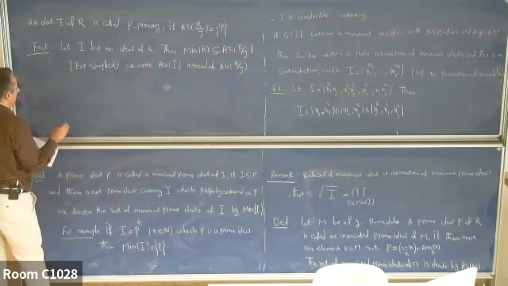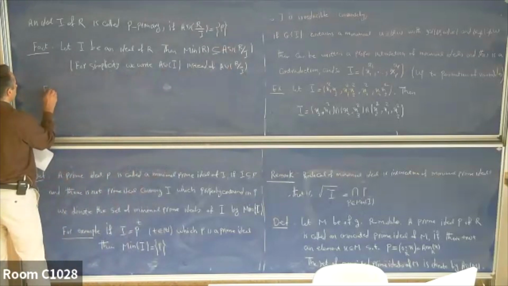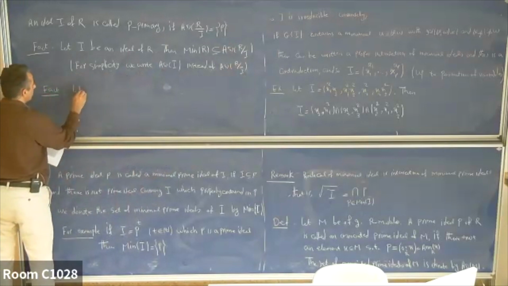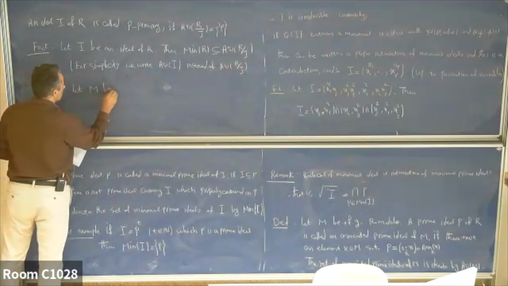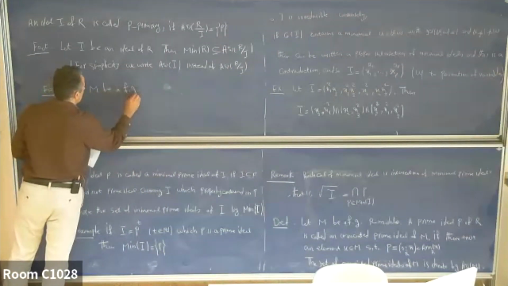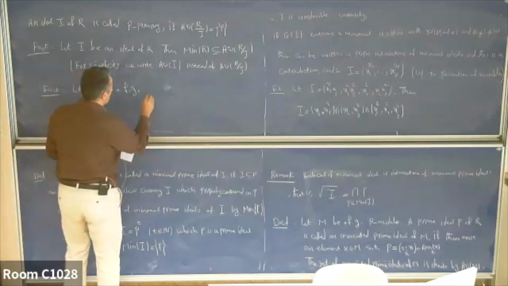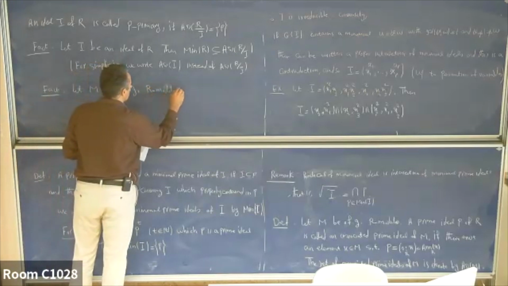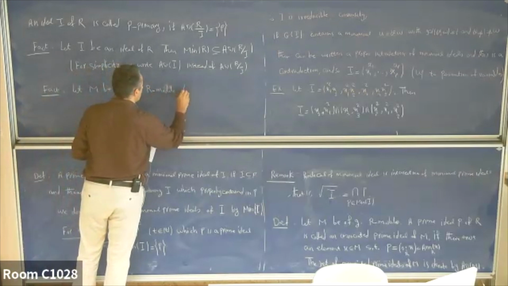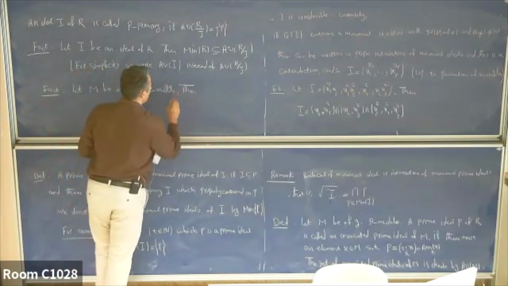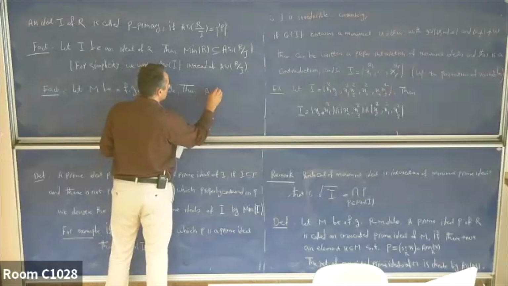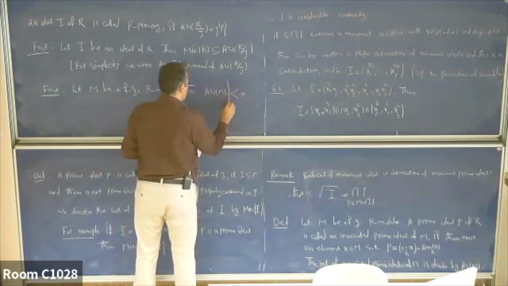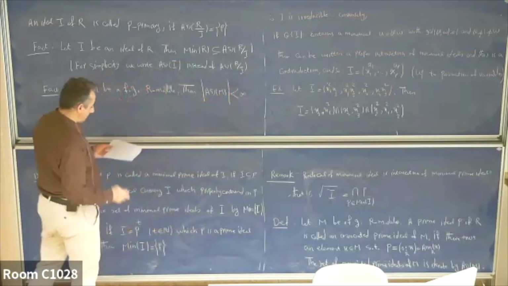So the following fact: let M be a finitely generated R-module, then Ass M has finitely many members. The number of elements of Ass M is finite.